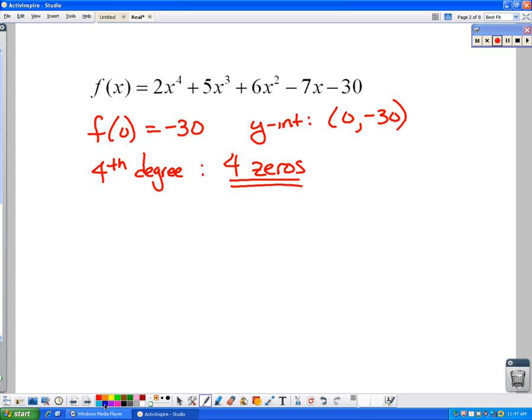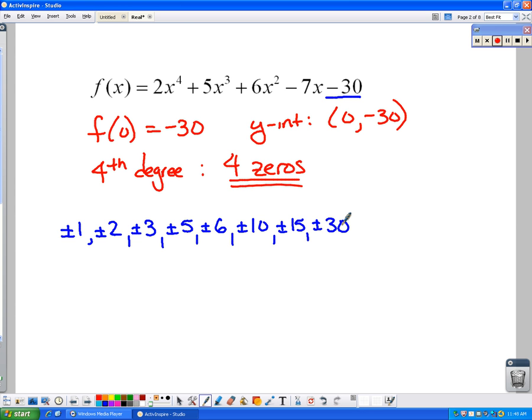Recall that we're going to take factors of the constant. So factors of negative 30 give us plus or minus 1, plus or minus 2, plus or minus 3, plus or minus 5, plus or minus 6, 10, 15, and 30 as all of the possible integer rational zeros.